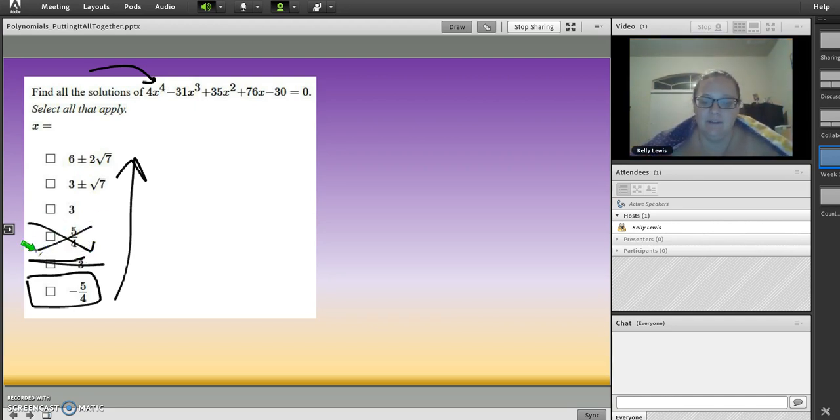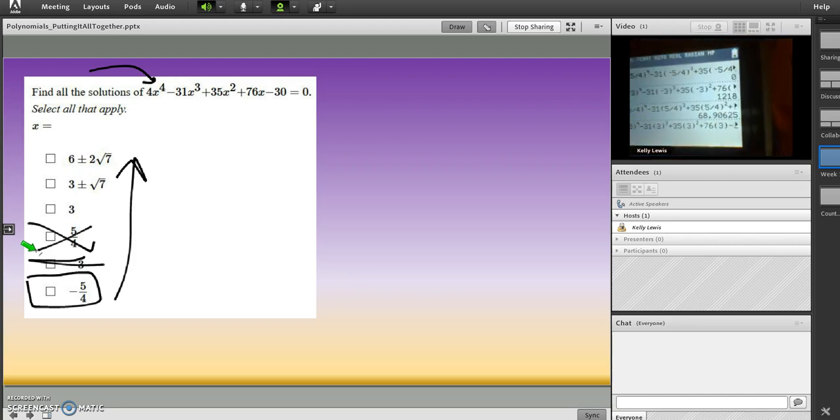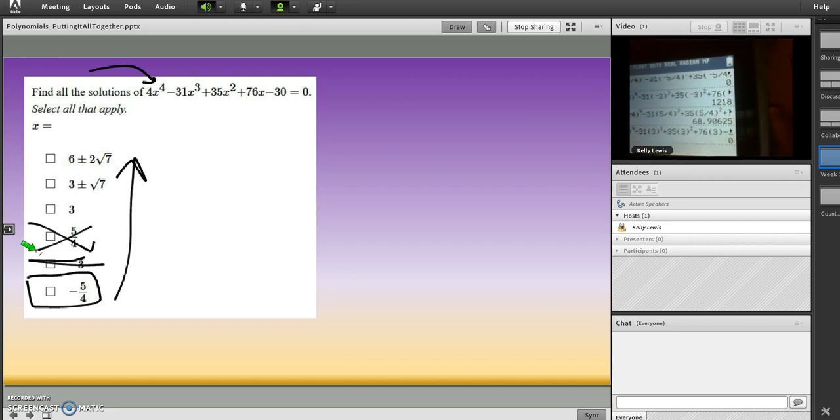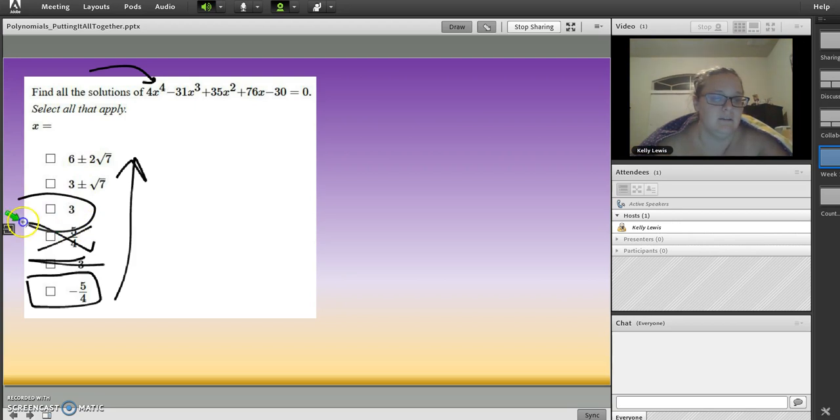I'm going to type in positive 3. Okay, so I typed in positive 3, and I get 0. So those are 2 of our answers, and then we have these guys. So 6 plus 2 square root of 7 is some decimal. 6 minus 2 square root of 7 is also some decimal. 3 plus square root of 7 is some decimal, and 3 minus square root of 7 is some decimal. Right? But those are the exact numbers without rounding.